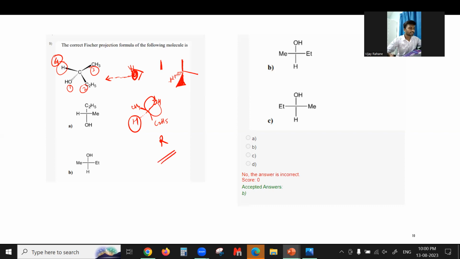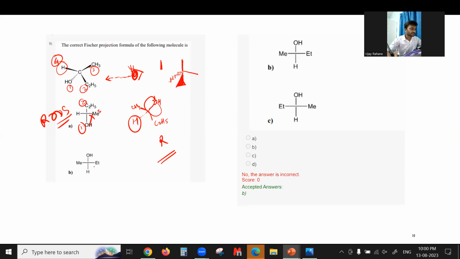So we need to check the structure which has the R configuration. So we go one by one. This is the one, two, three. This is R, right? But hydrogen is at the bottom, so R changes to S. So definitely this is not the option.